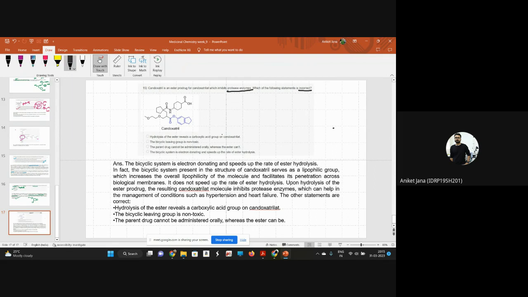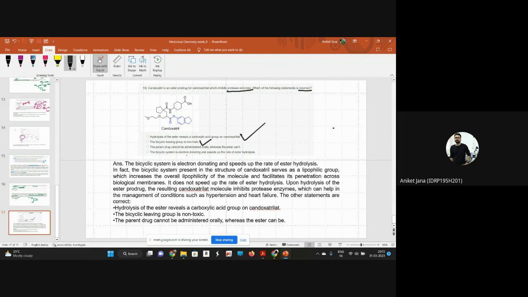Okay, so the hydrolysis of the ester reveals a carboxylic acid group in this structure. Is this true? Yes, it is true. Obviously, by breakdown of the ester group, a carboxylic acid moiety will become free, right? Okay, so the bicyclic leaving group is non-toxic. Yes, it is non-toxic. So it has to be non-toxic, otherwise it cannot be used. If the side product is toxic, then we cannot use it, right?